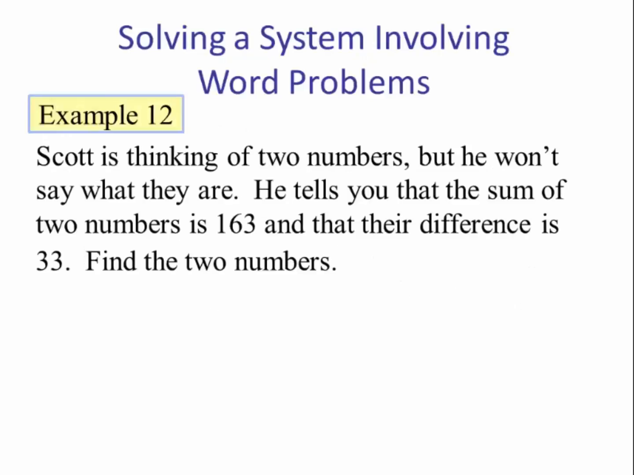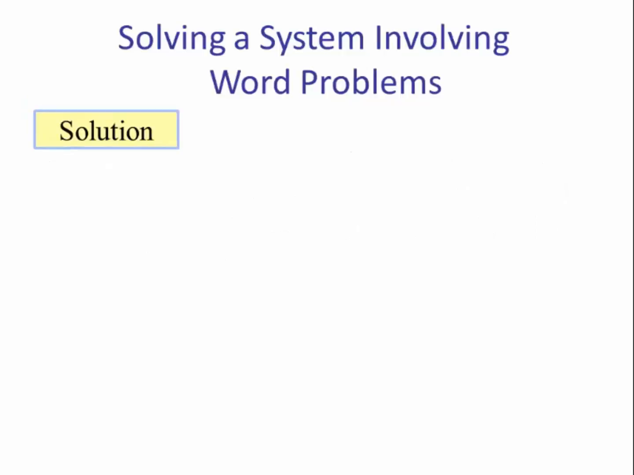Example 12. Scott is thinking of two numbers, but he won't tell you what they are. He tells you that the sum of the two numbers is 163 and their difference is 33. Find the two numbers. Solution?